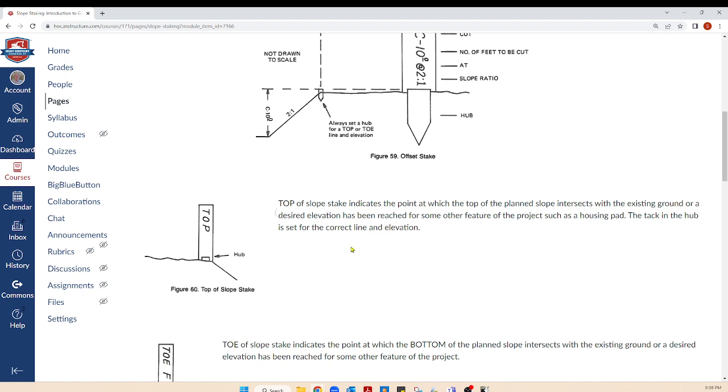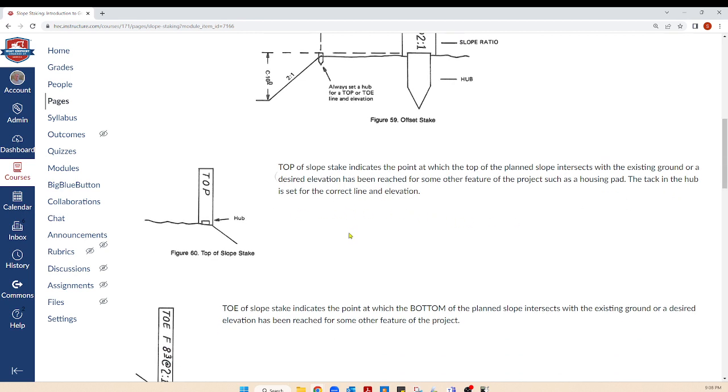The top slope stake indicates the point at which the top of the planned slope intersects with the existing ground or another slope, or a desired elevation has been reached for some other feature, such as a pad for a house. The tack in the hub is set for the correct line and elevation. Line is like this. These stakes all need to be lined up, whether they're going downhill, uphill, or level. And elevation. This is elevation.